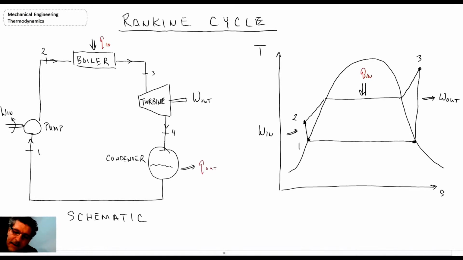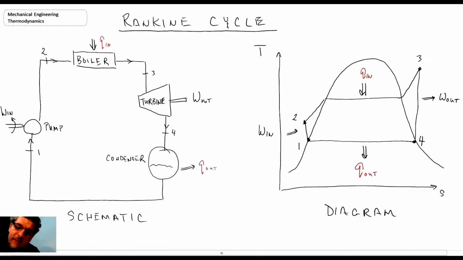Finally, from state 4, returning to state 1, we go into the condenser. In the condenser, we are rejecting thermal energy to the environment, as all heat engines need to do. So that is the process diagram for the Rankine. Now we're going to apply the first law to each of the individual components in the Rankine cycle.